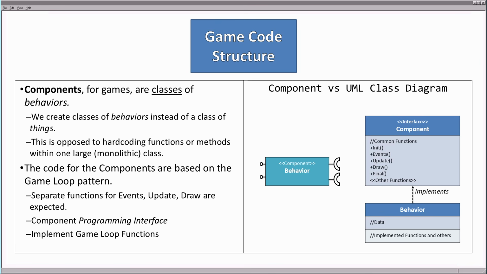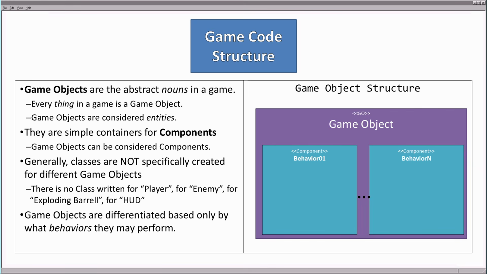The code for the components are based on the game loop pattern. Separate functions for events, update, draw are expected. Typically, within a game engine, there is a component programming interface for which all components implement the game loop functions. Game objects are the abstract nouns in a game. Every thing in a game is a game object. Every object, player, every enemy, every rock is a game object. Game objects are considered entities in relation to the entity component design.